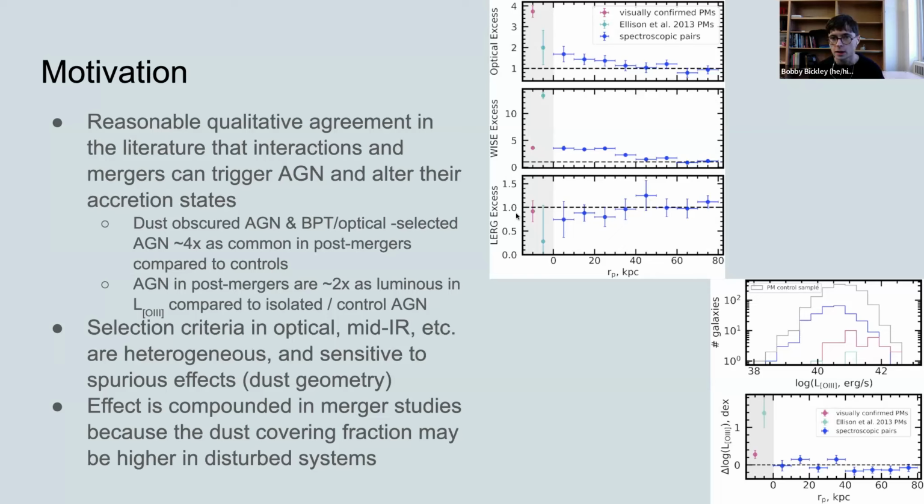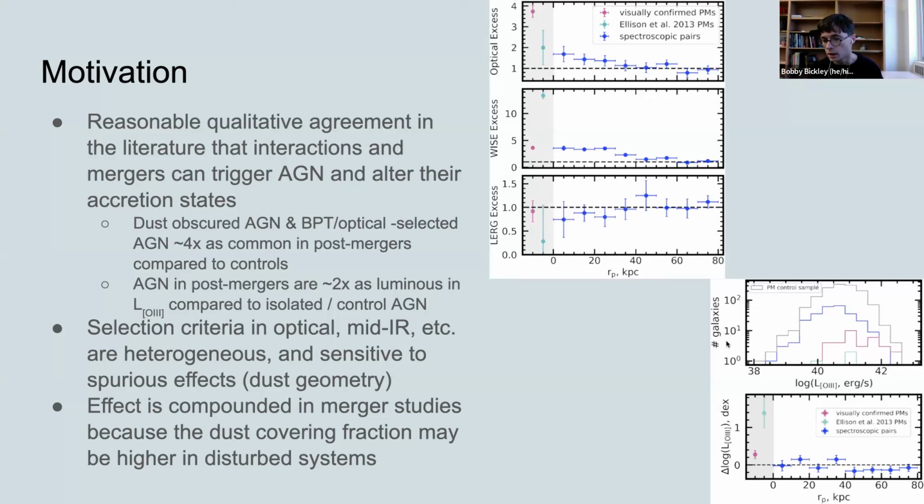And what we find in this study is that for our optical and our mid-infrared AGN excesses, these types of AGN are preferentially being triggered in mergers. But for the lower accretion states, we find that there isn't really a strong connection between galaxy mergers and the triggering of these types of AGN.